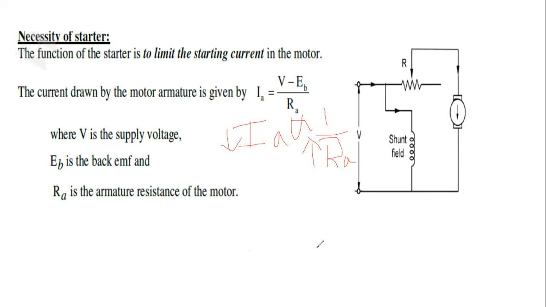Starter means a resistance that is connected in series to the circuit. What is the main property of a resistor? It opposes the flow of current. When we oppose the flow of current, the motor runs at very low speed. When we cut out this resistance in the circuit, the total current flows through the armature and the motor attains the rated speed gradually. That is the main usage of the starter in the circuit.